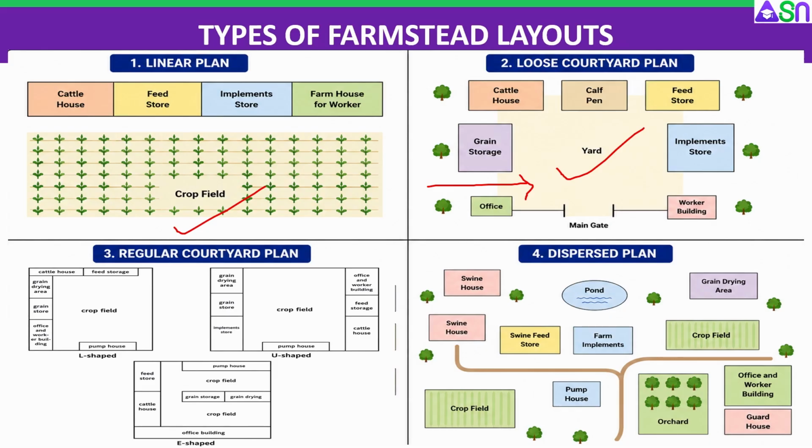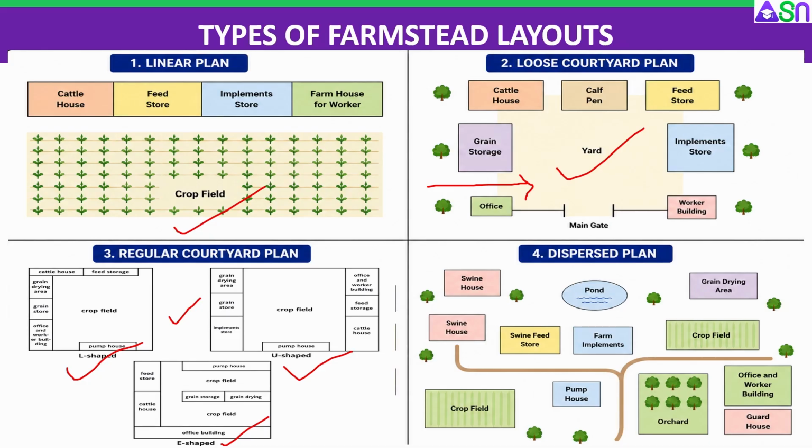In a regular courtyard plan, the farm buildings are carefully and systematically placed around a central courtyard. The arrangement is designed to minimize the waste of labor, time, and energy. It helps to facilitate manure conservation. In this plan, the feed storage is located near the cattle house. The grain storage is near the grain drying areas. Cold storage units are placed near the orchards, and so on. Everything is logically organized. The regular courtyard plan comes in three subtypes. They are L-shaped, U-shaped, and E-shaped plans, depending on how the buildings are arranged around the courtyard.